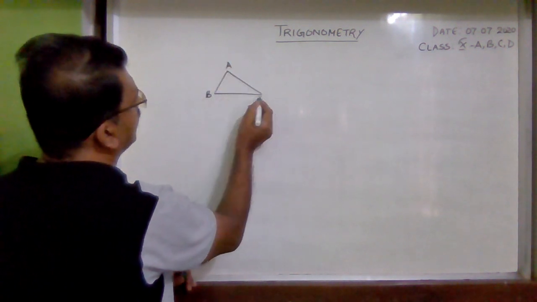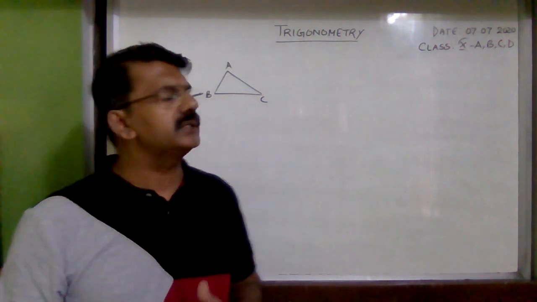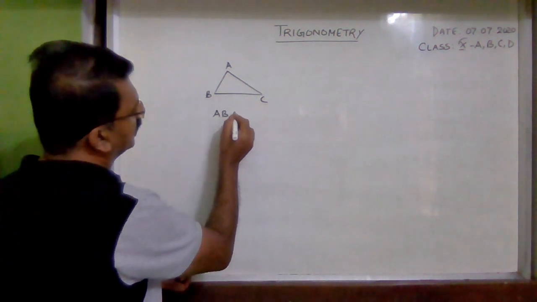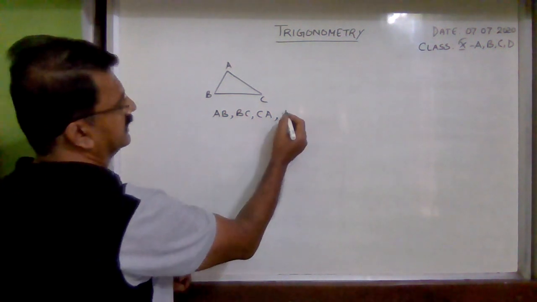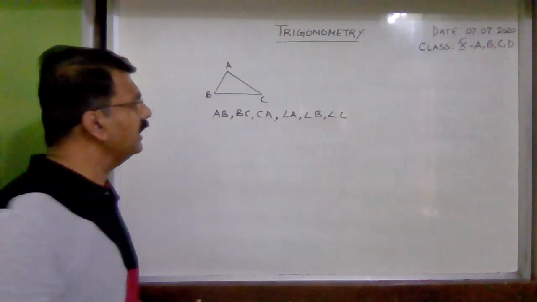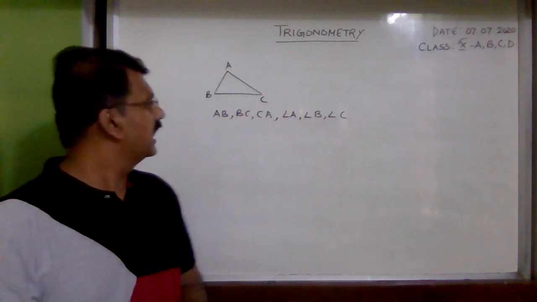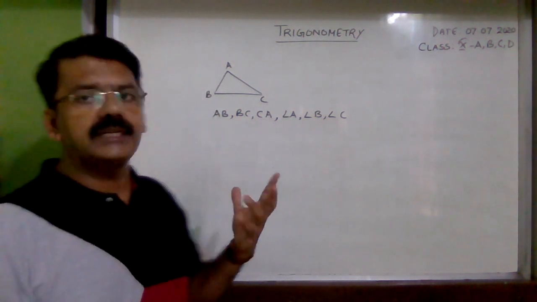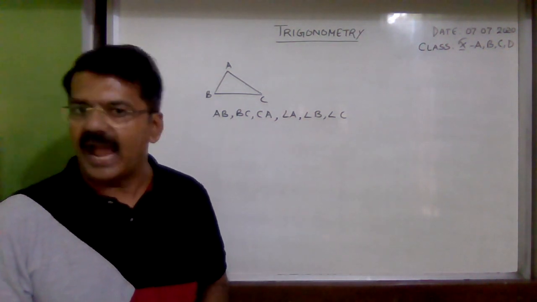ABC is a triangle. All of you know that in a triangle, mainly there are 6 components, the 3 sides, that is AB, BC, CA, and 3 angles, that is angle A, angle B, angle C. Clear? So in a triangle, there are 3 sides, AB, BC, CA in this case, and 3 angles, that is angle A, angle B, and angle C. So trigonometry deals with these sides and angles.